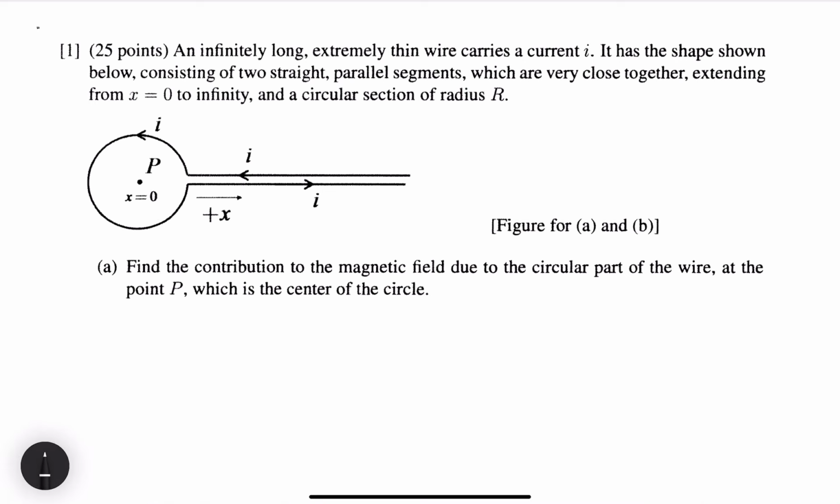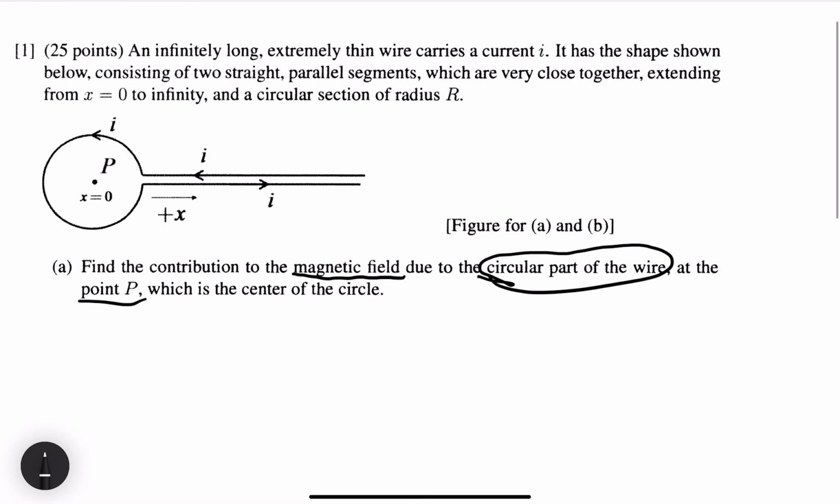For the first part, I want us to find the magnetic field due to the circular part of the wire at a point P, which is the center of a circle. And in this case, we're not dealing with infinite length wires or a solenoid, which is a coil.